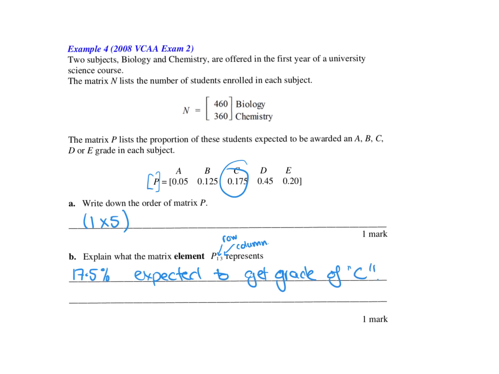Okay, so when they ask you to interpret the element, you can't just write it down. Even if you had written 0.175 were expected to get, that's okay. You can just write the proportion. But as long as you explain what it is, you can't just write the number. You've got to say what it is. So we were saying we're going to get a grade of C, so that you're showing that you understand what they're talking about.